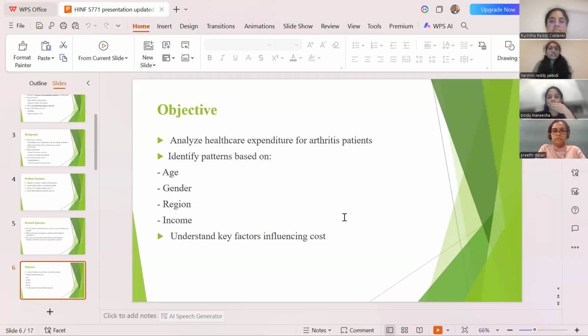So the objective of our study is to analyze the healthcare expenditures for arthritis patients, and our main aim is to identify the patterns based on age, gender, region, and income, and also to understand the key factors influencing the cost.